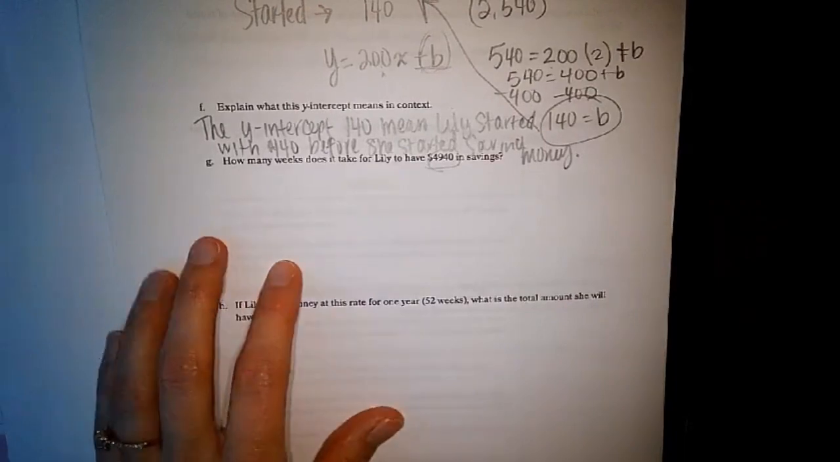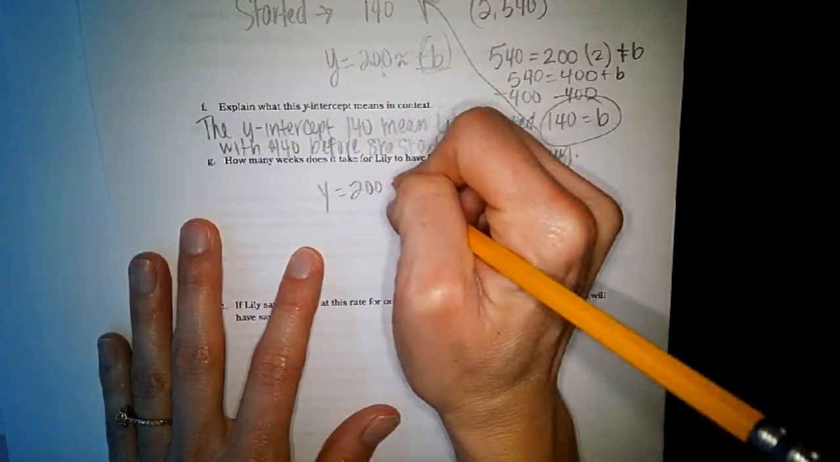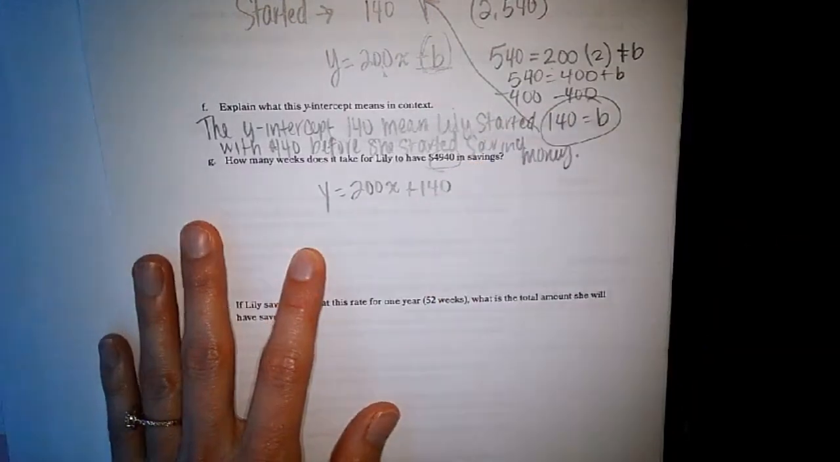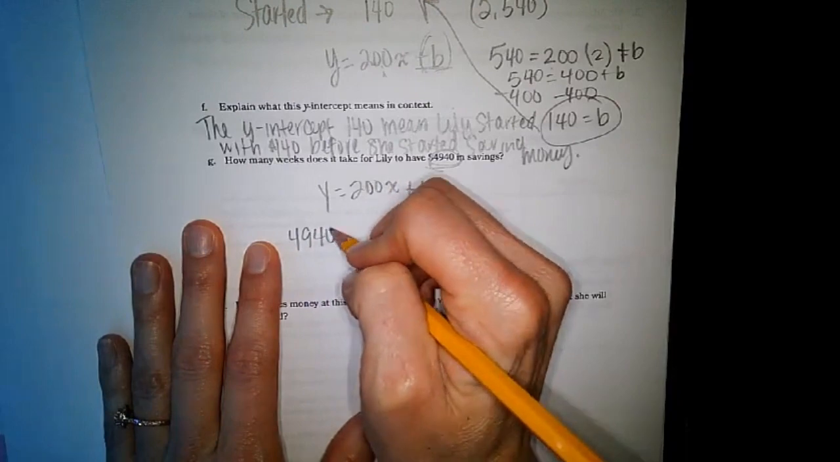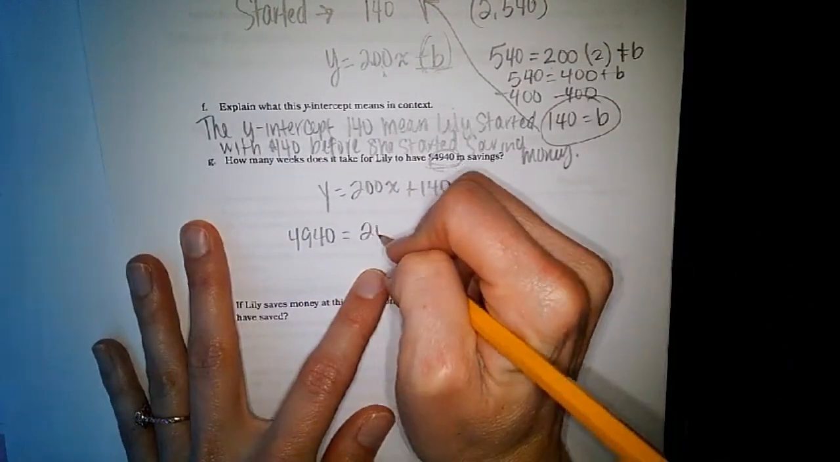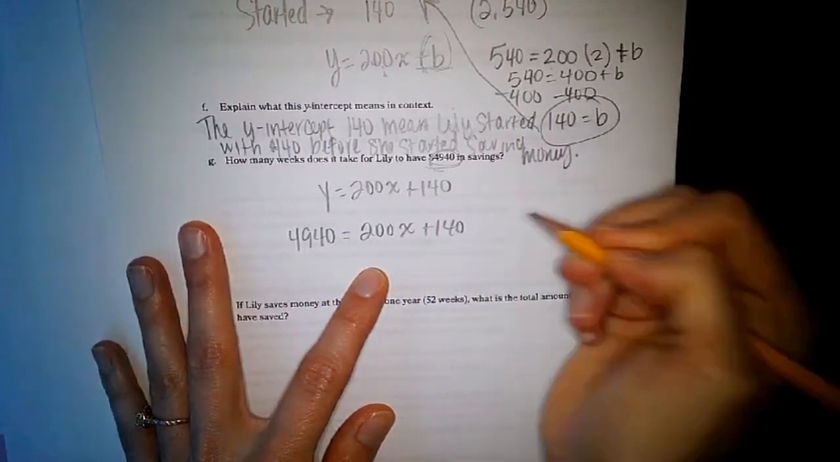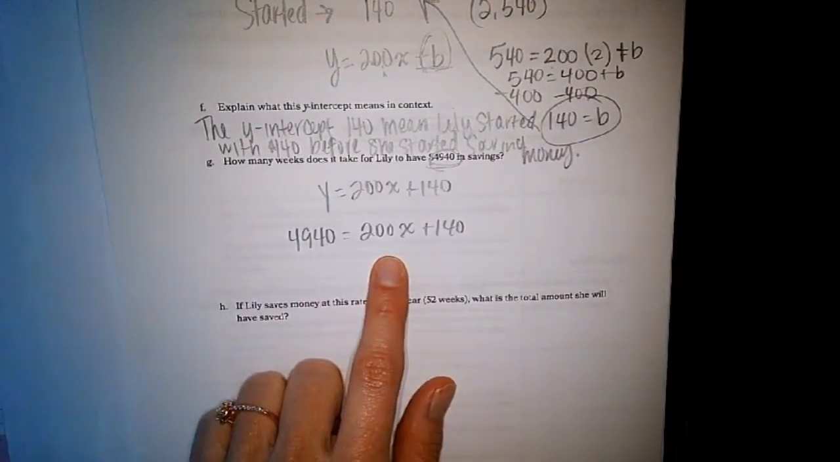What's an easier way to do it? Well, what's the y mean in the problem? How much money she has, right? So, if y equals 200 times x plus 140, and we already have the y, 4,940, can't we just solve for x? Is that a possibility? Okay, so real quick, what's 4,940 minus 140?